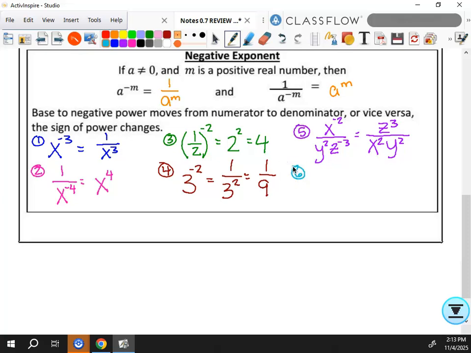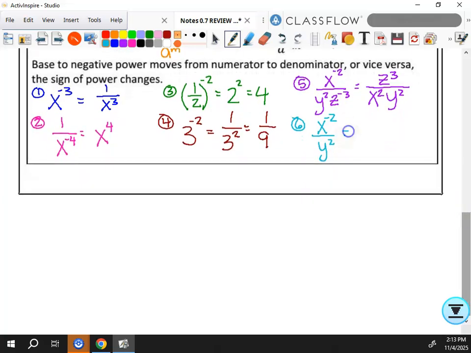All right, and then one last one here. If I have x to the -2 over y squared. I'm going to do the same thing, make my little fraction bar. X to the -2 power means he comes to the denominator, becomes a +2. Y squared stays down here. Then what? 1 in the numerator.